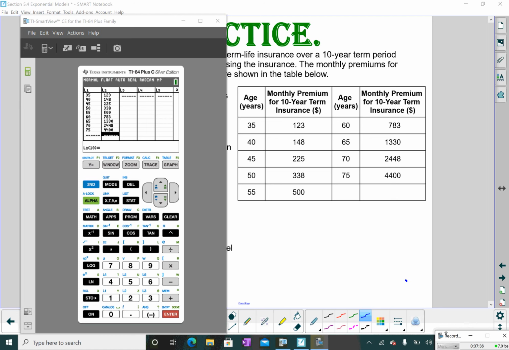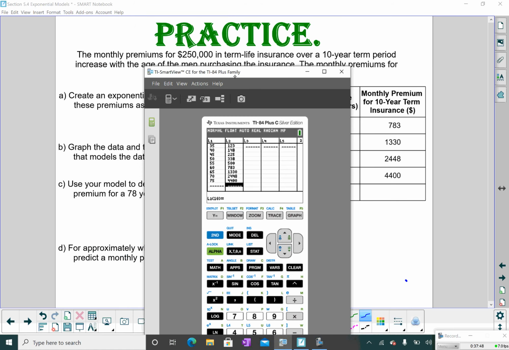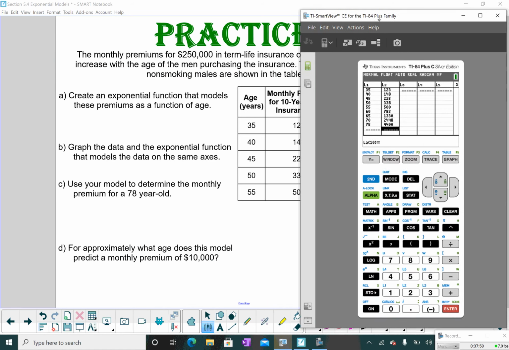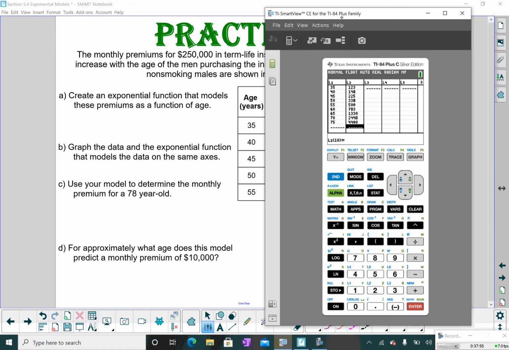All right, let's see how you did. So I've got my data entered in L1 and L2. L1 represents the age in years, and then L2 represents the monthly premium or the monthly payment for a 10-year insurance term. Okay, and this is non-smoking males we're talking about in this one, so hopefully you read that carefully. All right, let's create the exponential function.